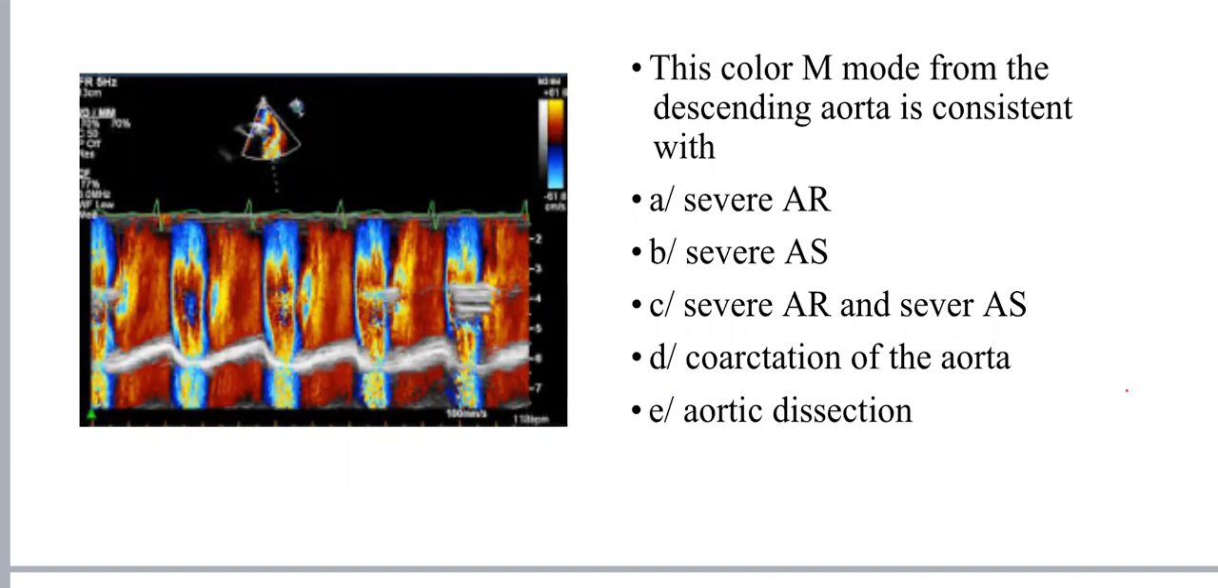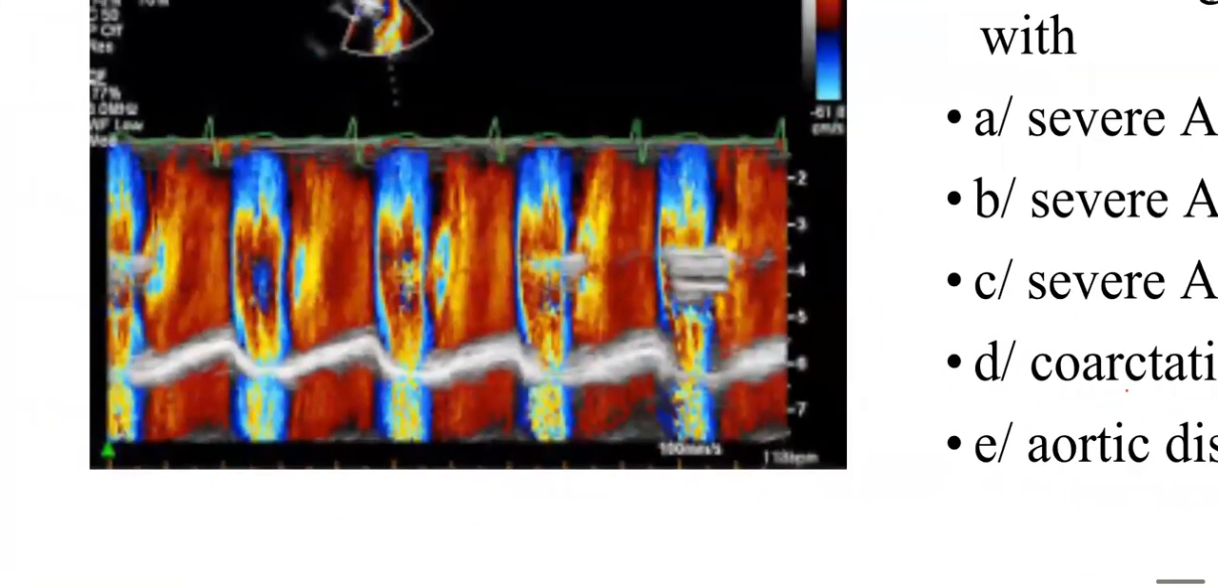This flow is systolic flow, not diastolic. Yes, I have two flows here. The red one is diastolic. And why is it red? The diastolic flow across the descending aorta is supposed to be what? Going away. So it has to be blue.